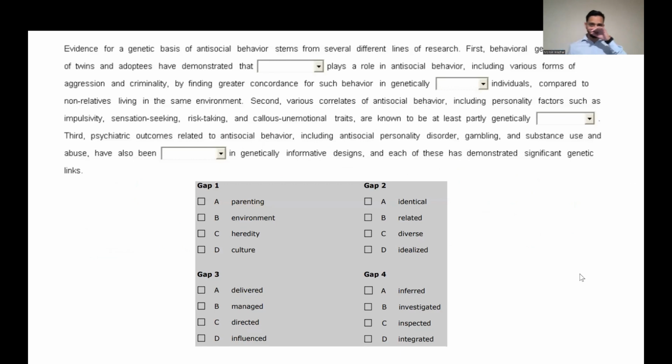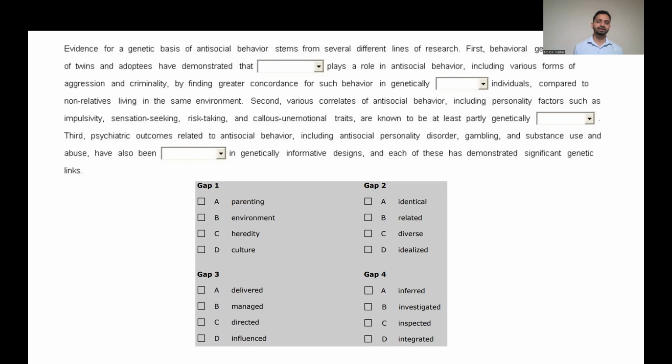Just getting a feel of the article. Reading the first sentence will give you a feel of the article. Evidence for genetic basis of antisocial behavior. So antisocial behavior is, I think, what we're discussing here, and it stems from several different lines of research. So there has been a lot of research done on antisocial behavior. That's what it means. First, behavioral genetic studies of twins and adoptees have demonstrated that.